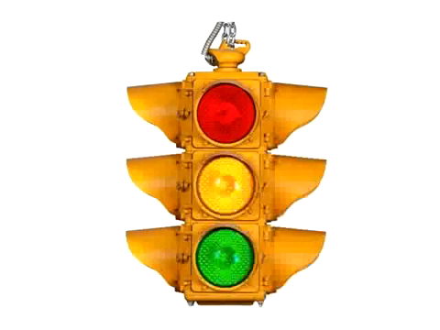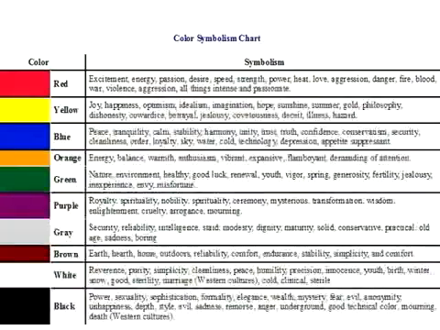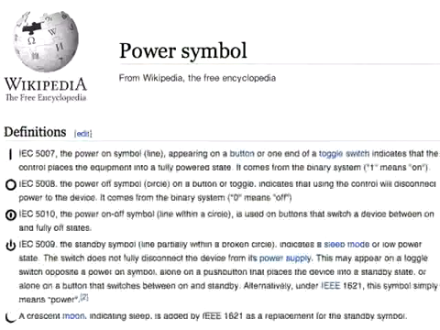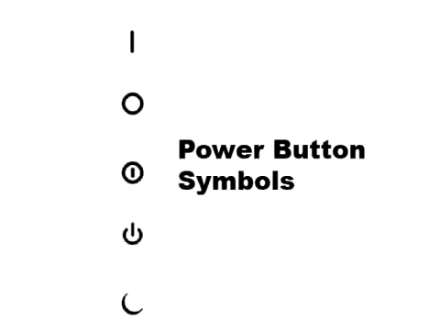So we use symbolism every day. For example, a stoplight. When you see the red, yellow, and green, we know exactly what each of those colors mean and what they represent. In this case, we understand the color symbolism. So the power button is a power symbol. And these are the power button symbols.